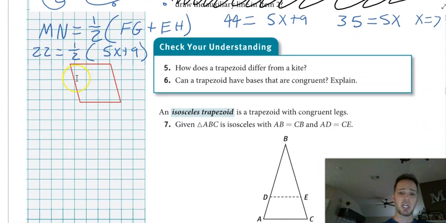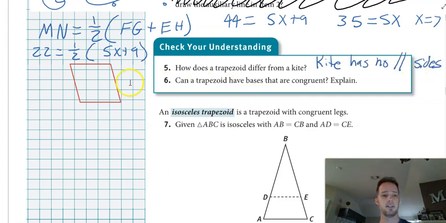Now's a good time to check our understanding. Try number 5 and 6. Pause the video here, and I'll start it back up in just a moment with the answers. All right, now that you've had a chance to look at 5 and 6, it says, how does a trapezoid differ from a kite? Well, the definition of a trapezoid is a quadrilateral that has one pair of parallel sides. A kite does not have any parallel sides, so that's the easiest explanation there. Kite does not have any parallel sides.